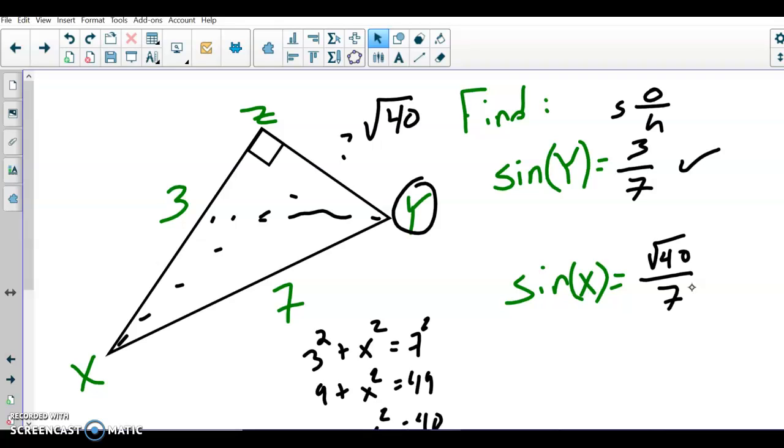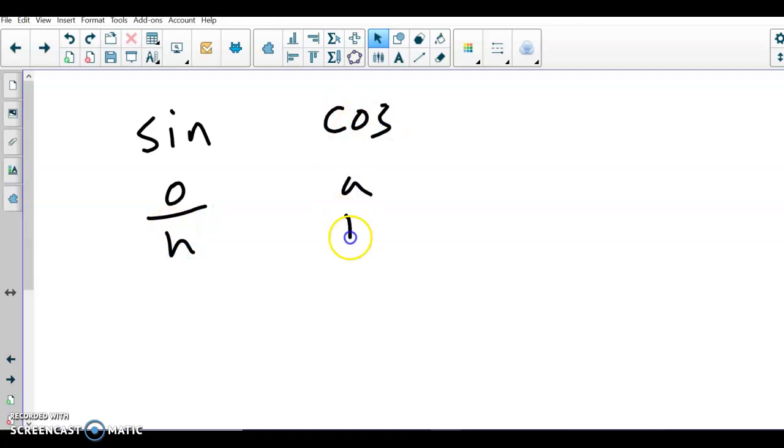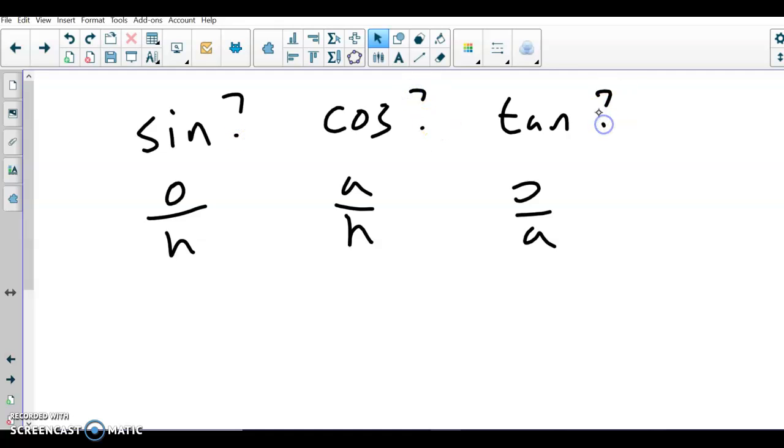The next video that I'll post on Friday or Monday is going to be about using those trig ratios to find side lengths, but right now we're just looking at finding them. So you want to remember that the sine is the opposite over hypotenuse, the cosine is the adjacent over the hypotenuse, and the tangent is the opposite over adjacent. Making sure that you look at what angle you're dealing with in each of those.